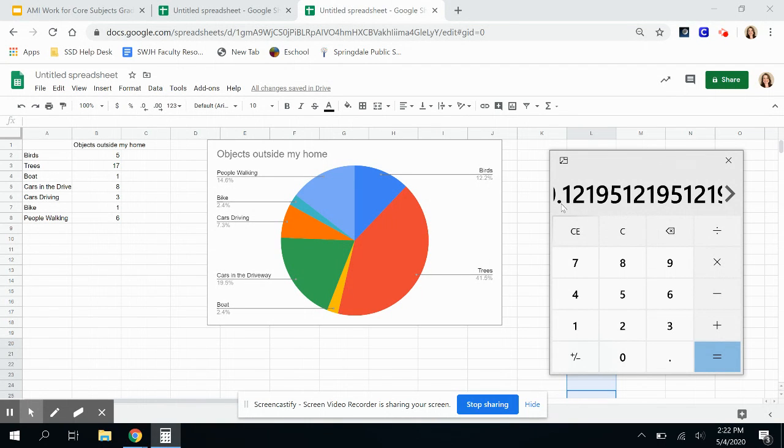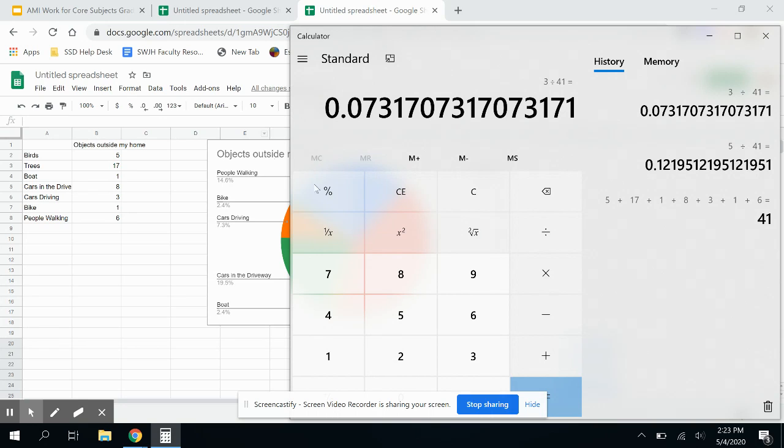So if I was going to make a percentage, I would move the decimal 2 places over, so it'd be 12.19, and then I rounded this 9 up to 2 because 9 is bigger than 5, so 12.2 percent. So you can take that and do this for all of them. Like if I would do cars in the driveway, there were 3 cars. So I do 3 divided by 41, and I'd get 0.073. Oh, I did the wrong thing. I did cars driving. So I move it over 2 places to be 7.3, and that would be cars driving.